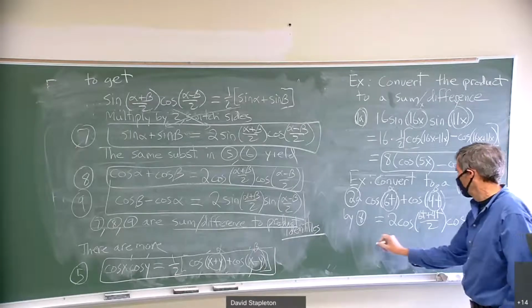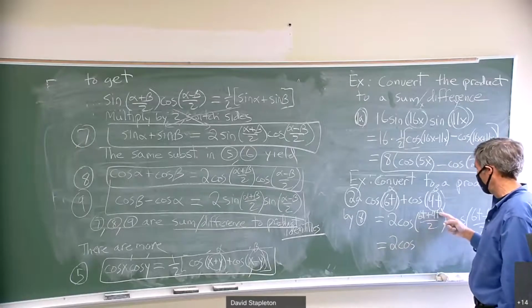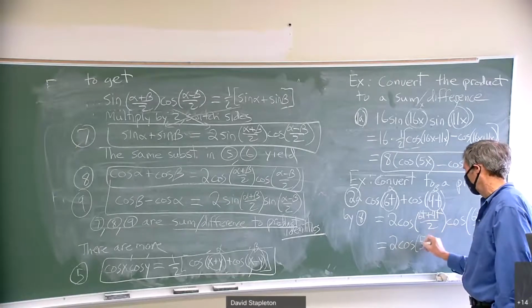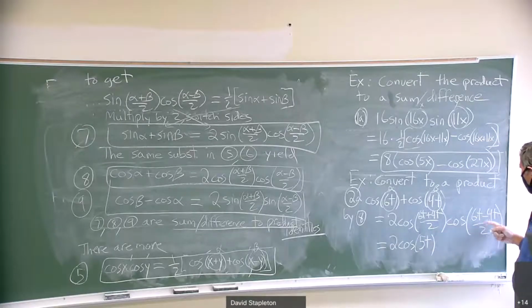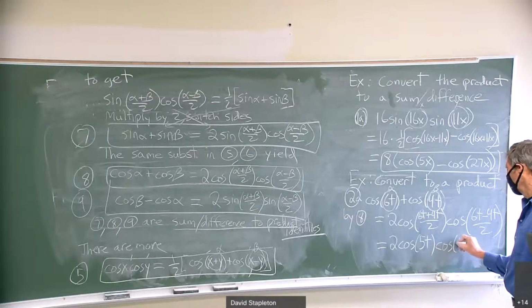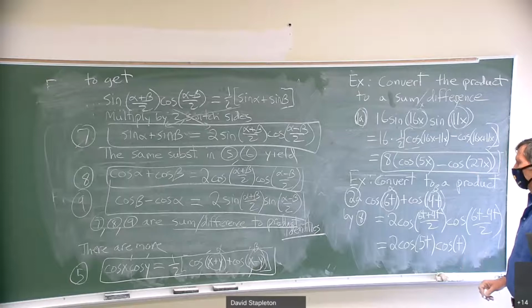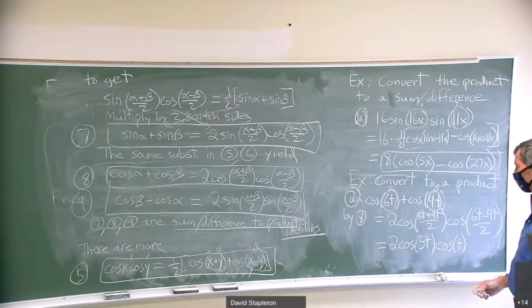All right, so this makes 2 cosine, well, (16 + 4)t over 2 is 10t over 2, which is 5t. And (16 − 4)t over 2 is 12t over 2, which is 6t over 2, which is t. All right, so there it is. I can rewrite this sum like this. Now, what have I done that's so great?